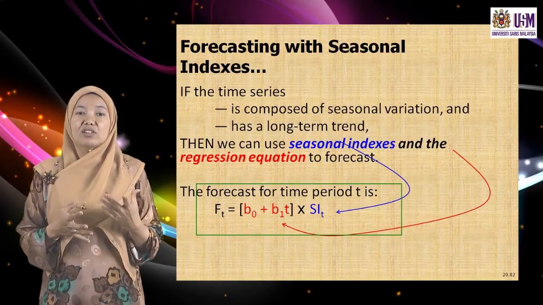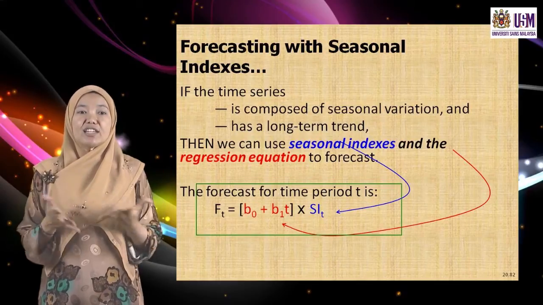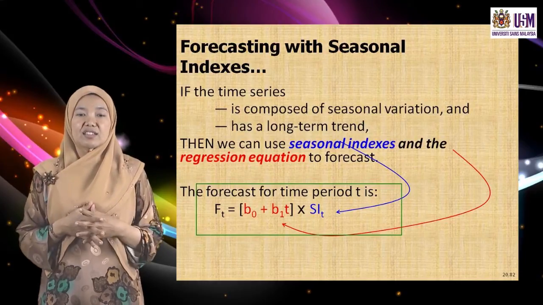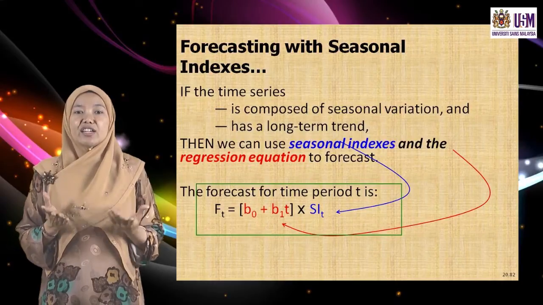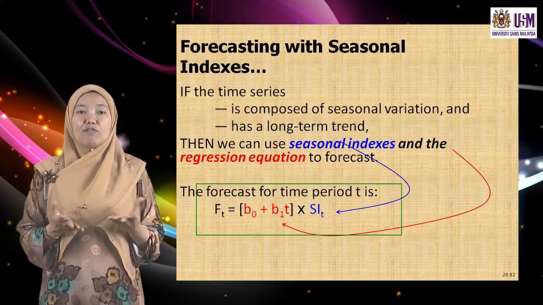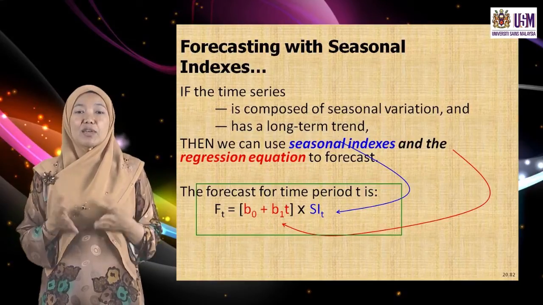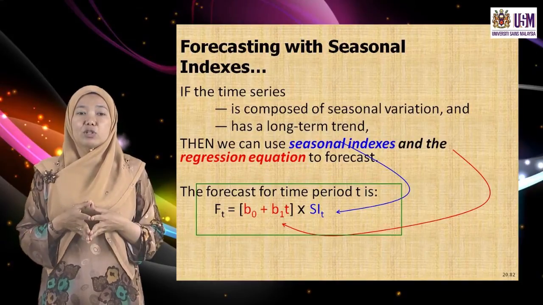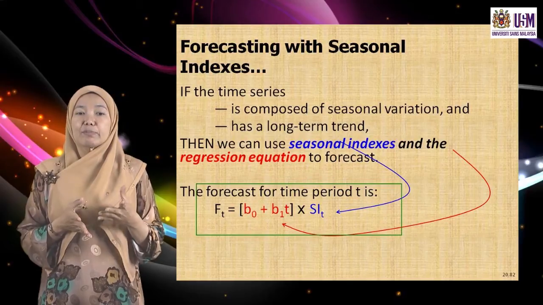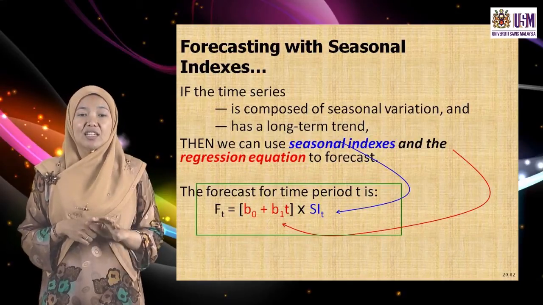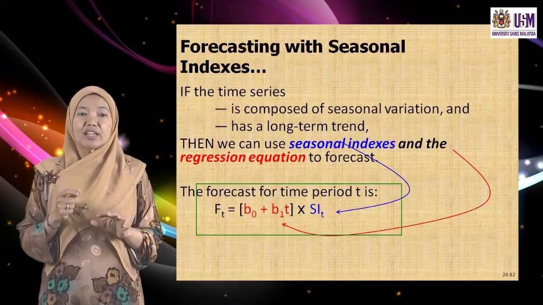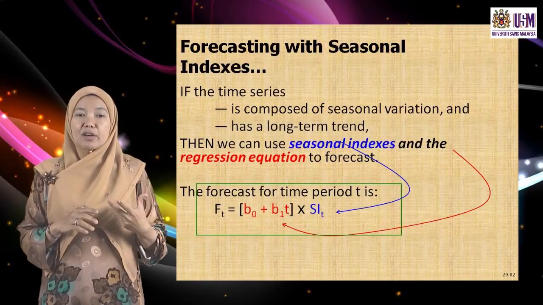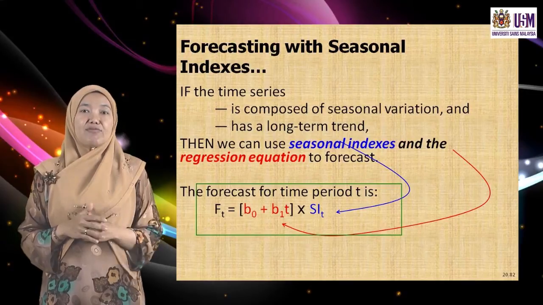And then you see there is a long-term trend, whether upward or downward over the years. So if you see such things, then what you can do is do your forecast using seasonal indexes. Combine seasonal indexes and the regression equation for you to come up with your forecast. For example, the forecast for period T, capital F with subscript T, is given by B0 plus B1 multiplied with T, that is your regression line, multiplied with your seasonal index for that quarter or for that period. I think by now you should remember this is what we did for the additive model earlier.